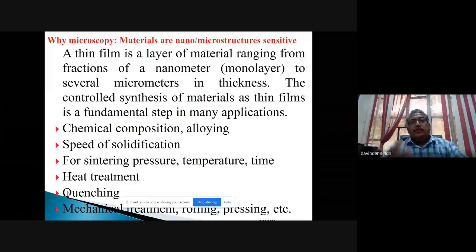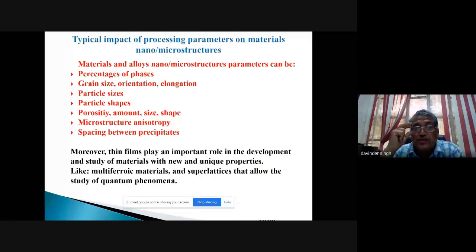So every time, with different temperature, with the pressure, and with other environmental conditions, everything will change in this crystalline structure. Or heat treatment, if you do it on the materials, definitely there is a change. Or quenching effects, mechanical treatment. There are so many effects. All those effects could change the structure of the material. So definitely you need to understand it through the microscopy.